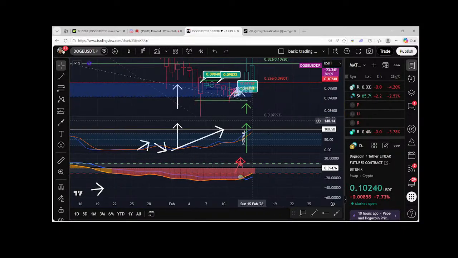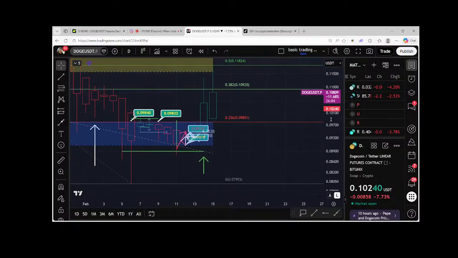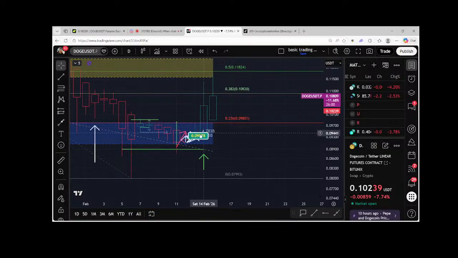Now, I'm going to go ahead and get rid of the rest of this because we already have the RSI information. We already have the information that we need for the relative strength index. And we have all that squared away.